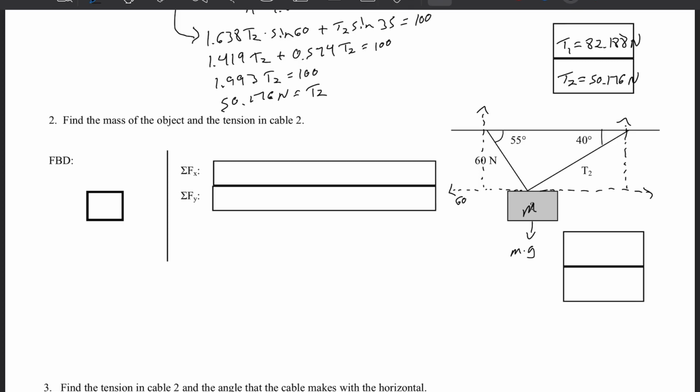To the right, we would have T2 cosine 40, and up, T2 sine 40. Since we don't know the mass, we're just going to call it mg, and mg is going to be our force of gravity down. We can start to solve for some of these as we're putting it together. 60 cosine 55 in degree mode from my calculator, I got 34.415. Vertically, 60 sine 55 in my calculator, I got 49.149.